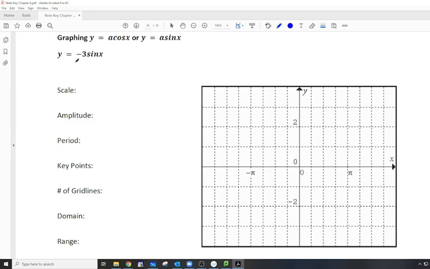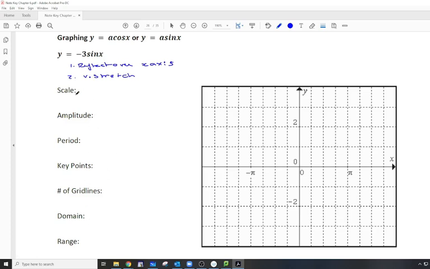Now looking at this, the first thing I'm going to notice is that there's two transformations. The first one is it's going to be reflected over the x-axis. And secondly, it's going to be a vertical stretch by 3. Okay, so without graphing, can we answer all of these questions?